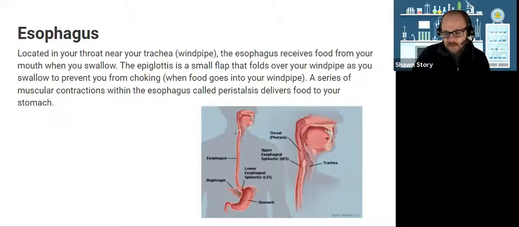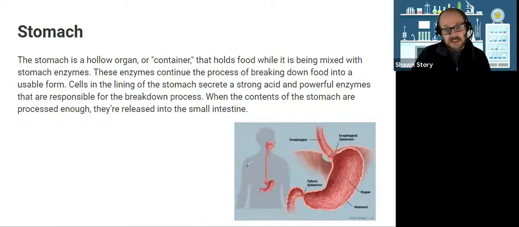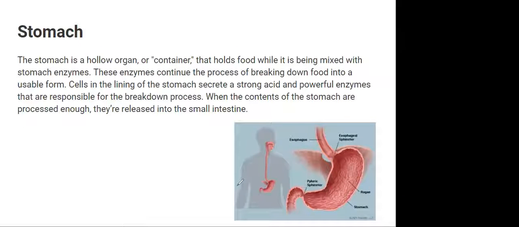So that's the esophagus. So we're going down the esophagus and now we're going to land in the stomach. So here's the stomach. Who would like to read this passage on our stomach? I can do it. Okay, go ahead.